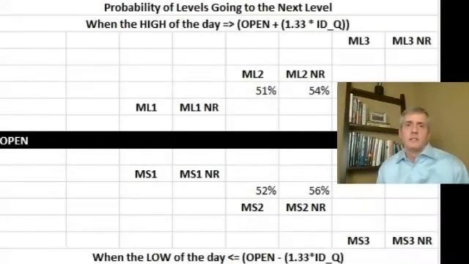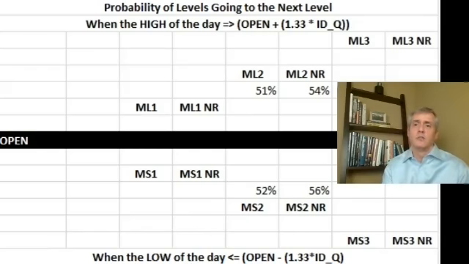I took the calculation that I used to determine the ML1, and I multiplied that times 1.33 and added it to the open. Basically, this is just creating a new level above the ML1 to determine if we actually got to this level, would it increase our chance of getting to the next level? As you can see, if we get to the ML1 level, this new level, then 51% of the time we got to the ML2 level.